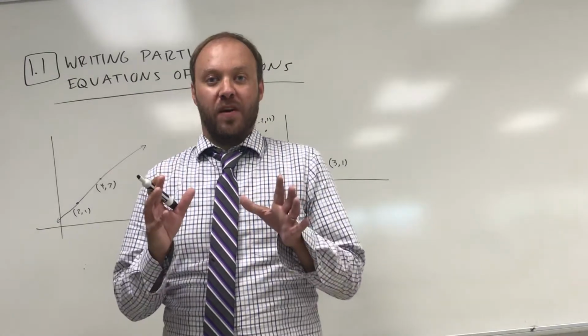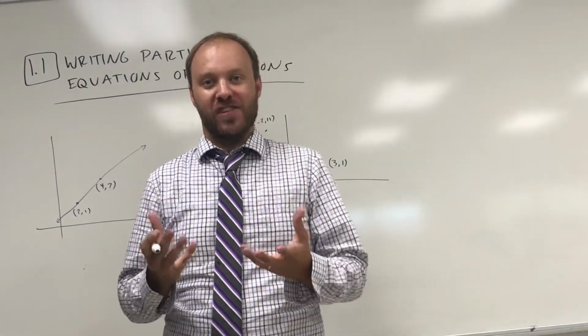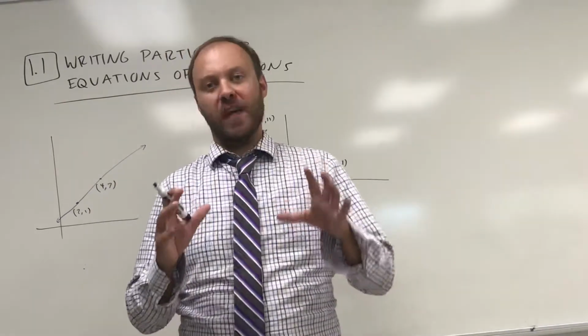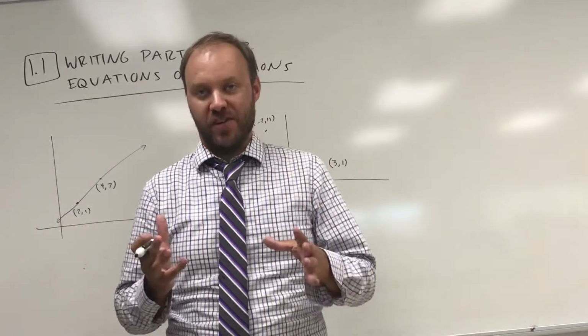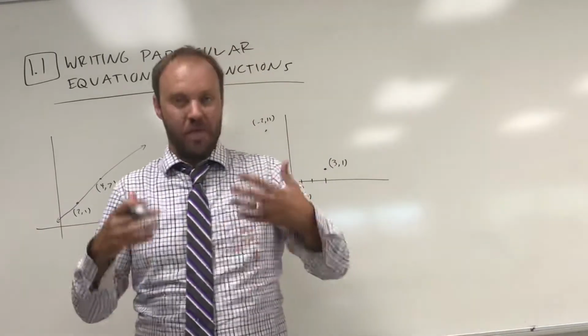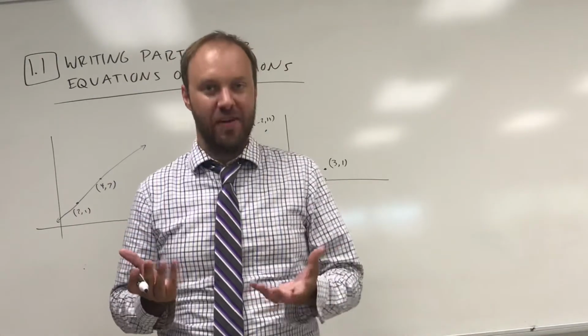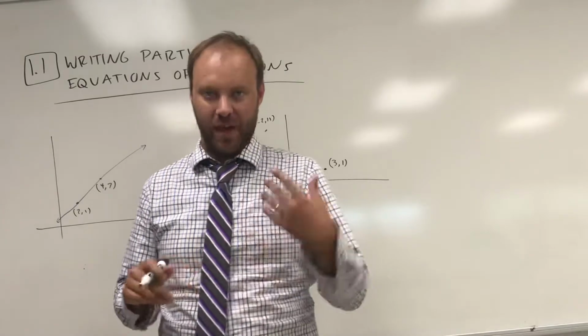In this video, I'm going to talk a little bit about writing what are called particular equations of functions. The idea here is you're going to be looking at a picture, and a graph may appear to be a certain type of function. Now that doesn't necessarily mean that that's the only possible function, but based on the appearance of the graph, it meets the requirements to fit some of the different categories we've discussed, okay?